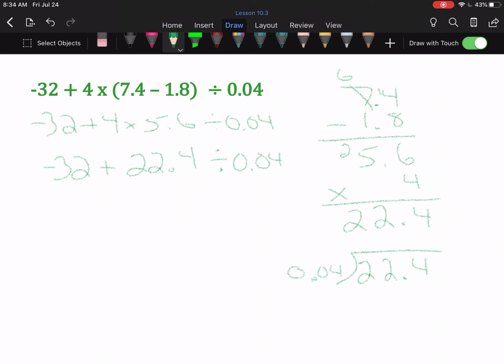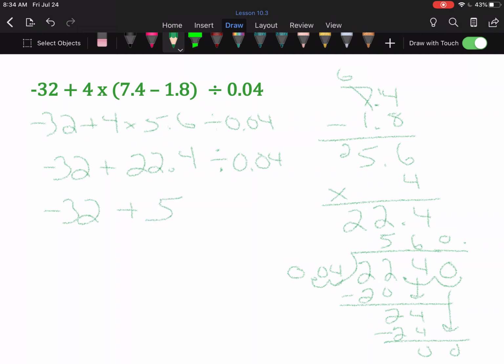Next up, we have to divide. We have to move this decimal 2 places, which means we extend the division bar, tack a 0 on, and put our decimal point above the division bar so we don't forget it, in case we need it. I think we'll be okay. 4 goes into 22 5 times. That's 20. When we subtract, we get 2. Drop the 4 straight down. 4 goes into 24 6 times, perfectly. And 4 goes into nothing 0 times. So after we divide, we have negative 32 plus 560.